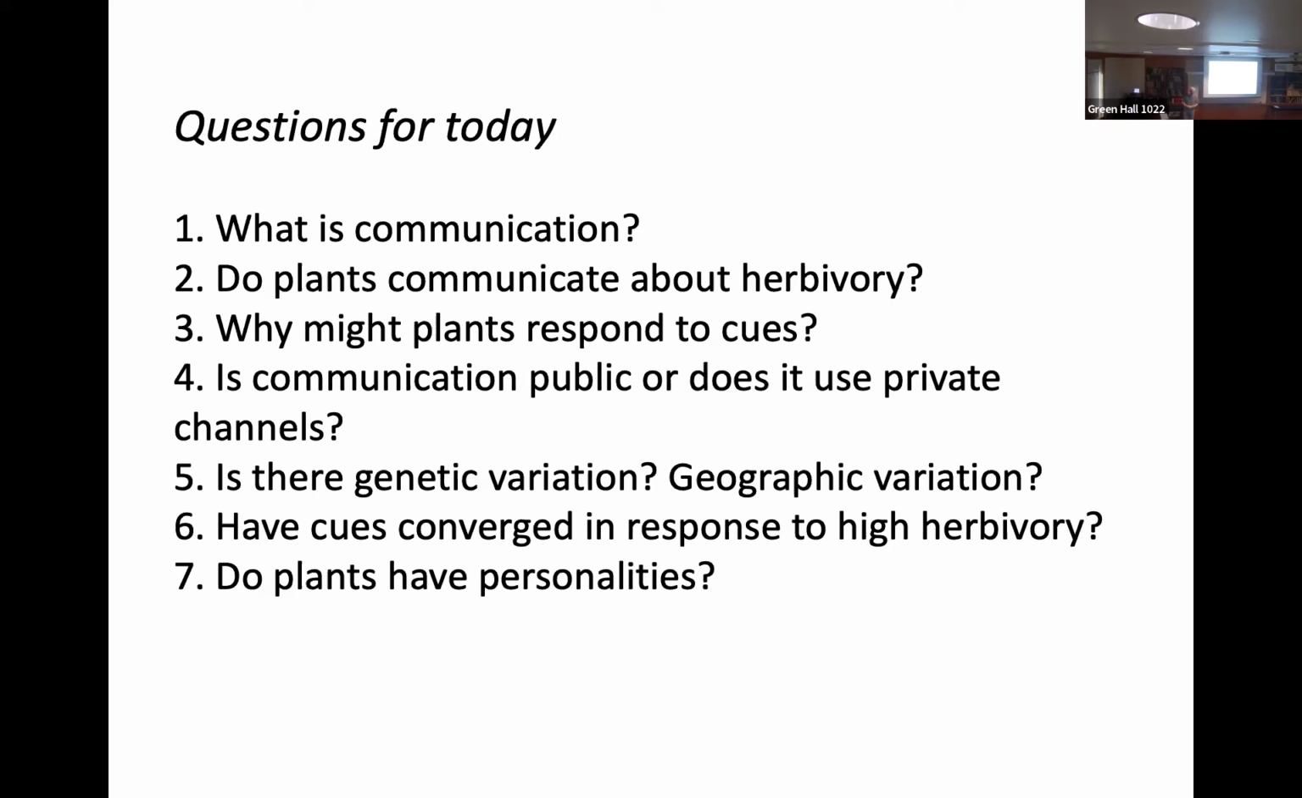The last 3 are the ones that are more recent and more interesting to me, and I'd like to spend more time talking about them so that I am forced to flesh out my own ideas, and perhaps you'll have questions about them. Is there genetic variation in these cues? Is there geographic variation in these cues? Have the cues perhaps converged to a single cue or very few cues when the risk of getting eaten is high? And then finally, I've been really influenced by the many people here who have done fantastic work demonstrating both that animals have personalities and that those personalities might be important. So I'd like to do a little bit of the same thing for my plants and ask, do these plants have personalities? And as I say, I'd like to spend most of my time with these last 3 questions.